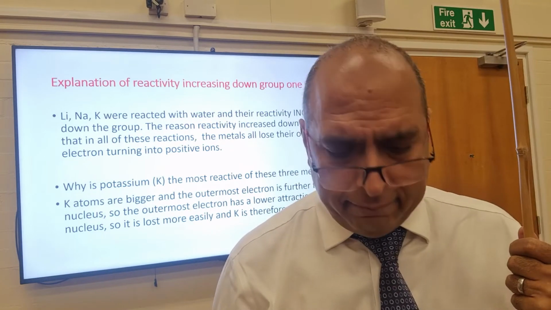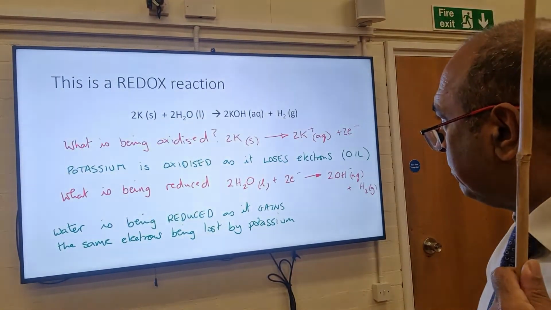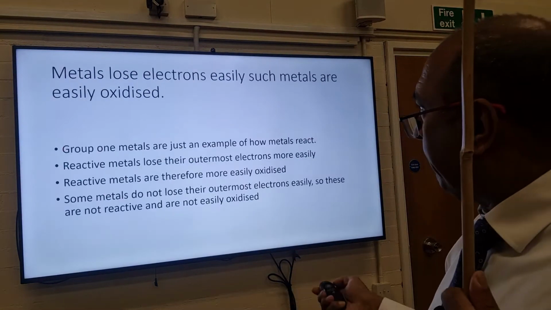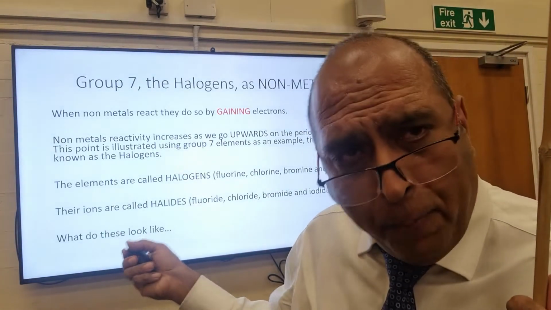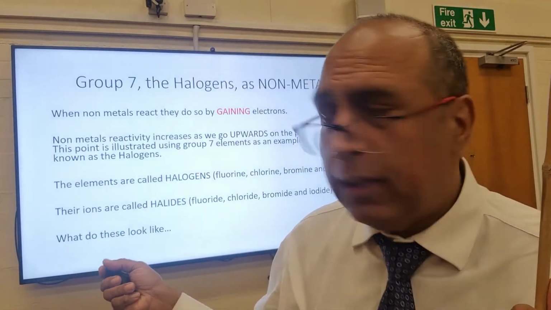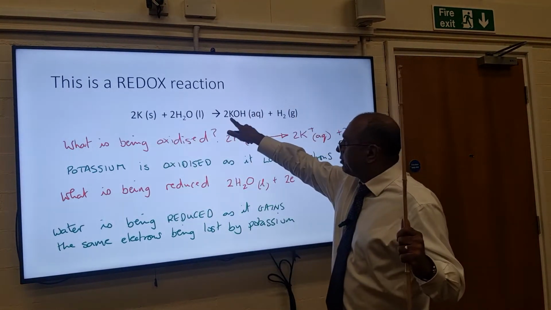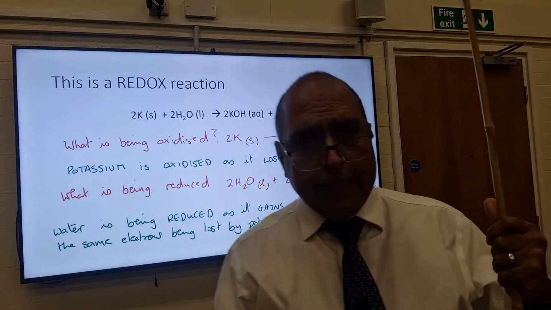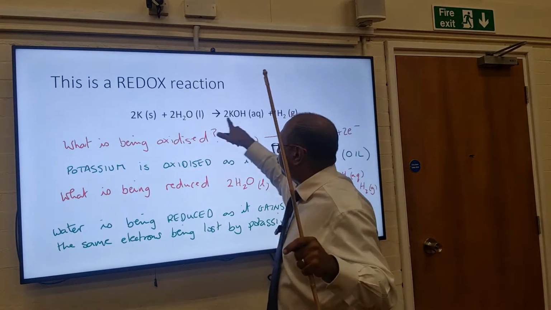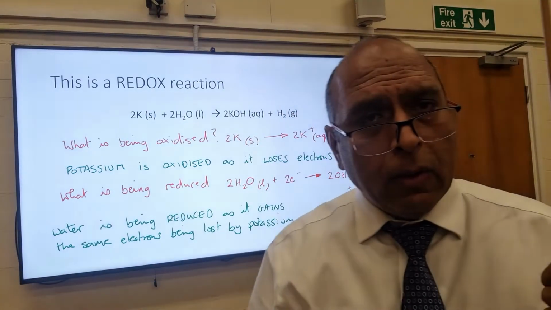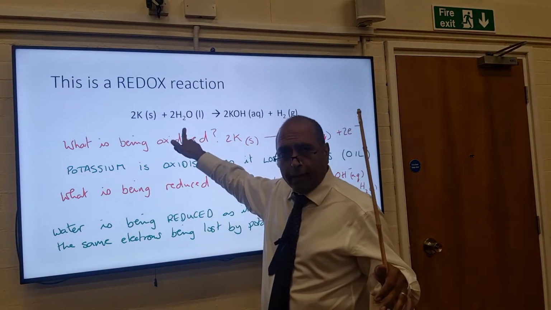Well, what's the opposite of that? The opposite of that is reduction. And so we could talk about other things being reduced, like nonmetals. Nonmetals are the opposite of that. They react by gaining electrons, whereas metals react by losing electrons. Potassium makes potassium ions. The electrons given off by potassium turn water into hydroxide ions. The hydroxide ions made mean the water is being reduced.